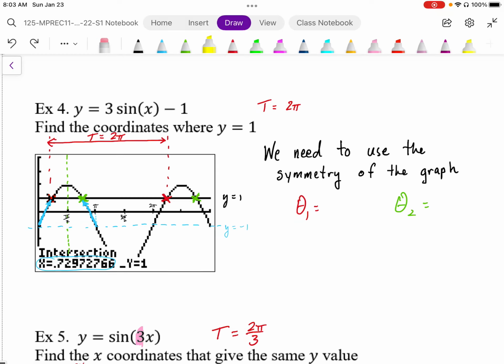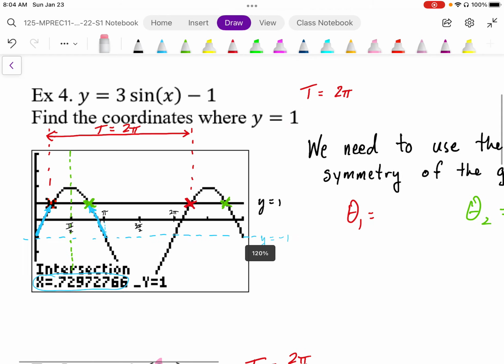In example 4, we've been given a function y equals 3 sine x minus 1, and we've been given this one coordinate here. That coordinate there is at x equals 0.729, or basically 0.73, and y equals 1. Okay, so that's the position given. And we're asked to find where the other y coordinates are equal to 1 on that graph. So a horizontal line has been drawn at y equals 1.